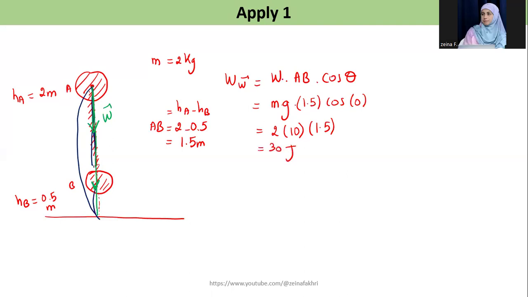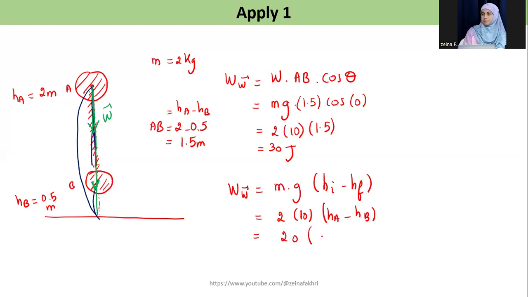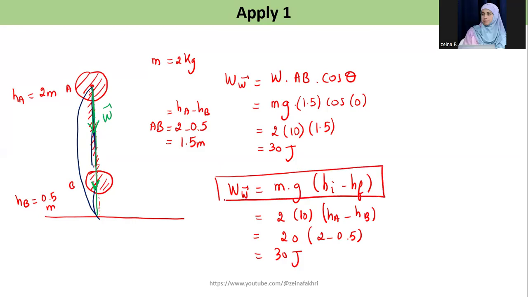Now, this is the formula that we took last time, but in order to calculate the work of the weight, we can now use the formula that we wrote: mass times the gravity times initial height minus final height. We usually use this formula. So it equals the mass, which is 2, times 10, times the initial height, the height of A, minus the final height, the height of B, which is 20 multiplied by 2 minus 0.5, so we get at the end 30 joules. We will use this formula in order to calculate the work of the weight.